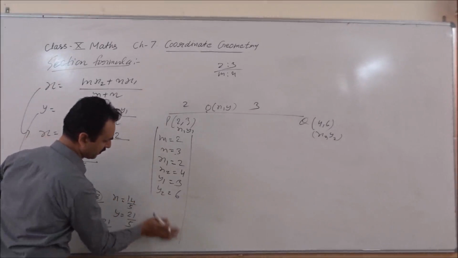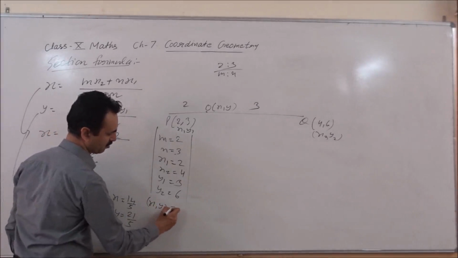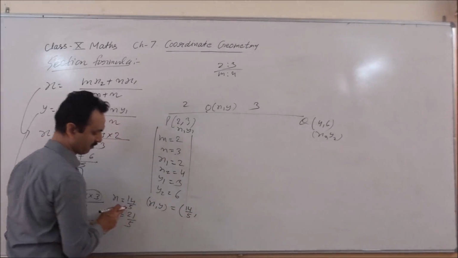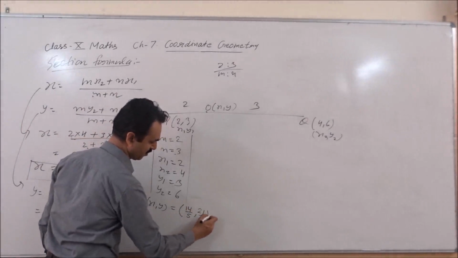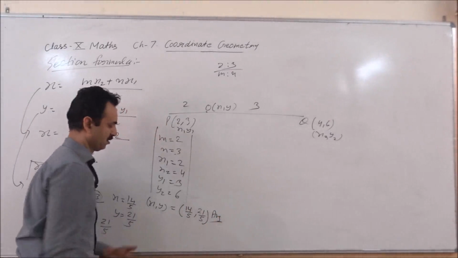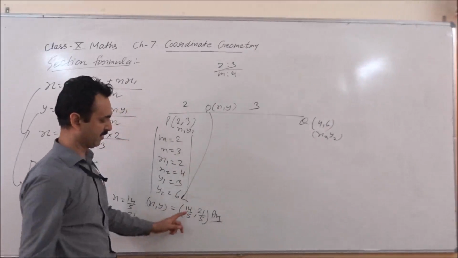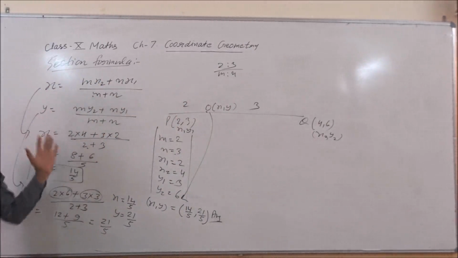So what is the coordinate? Actually the coordinate is x comma y. So their coordinate will be 14 upon 5. Remember we write first x, okay? Then 21 upon 5. So this is your answer, the coordinate of the required point here. So I think you understand the method here.